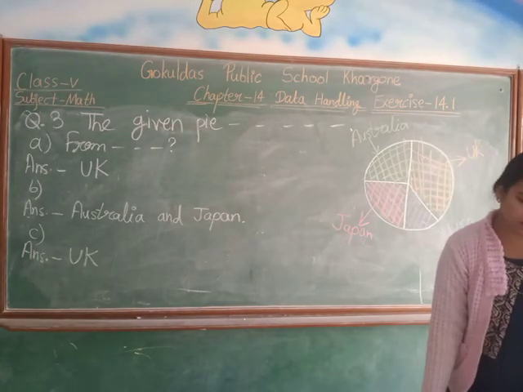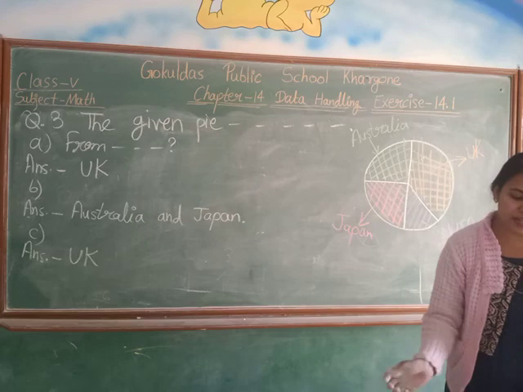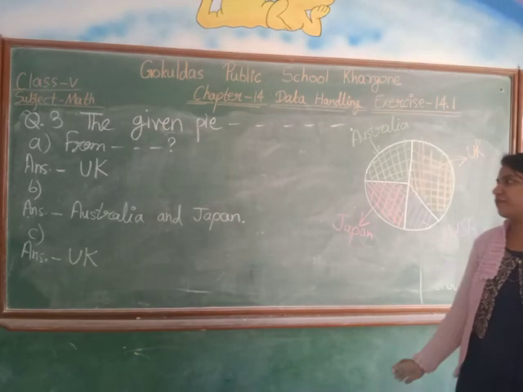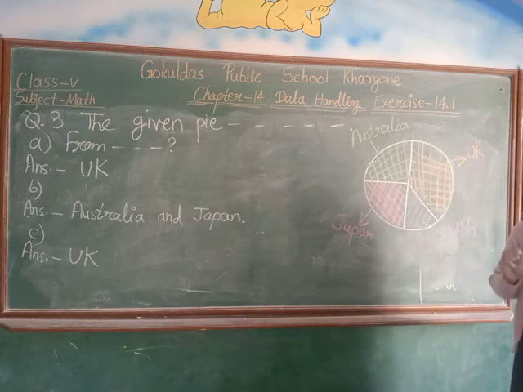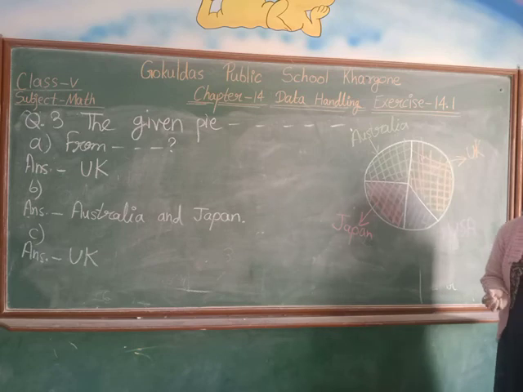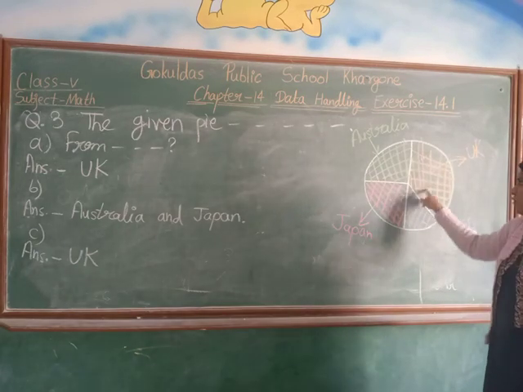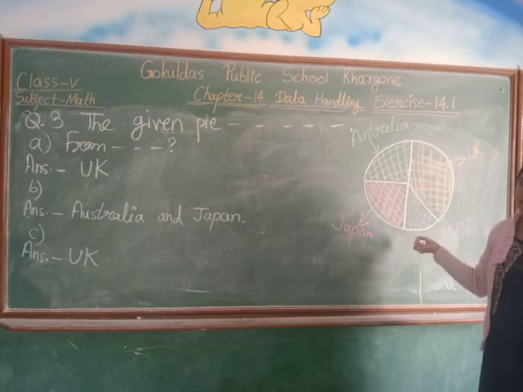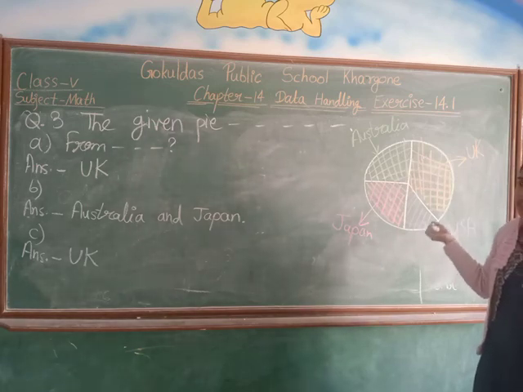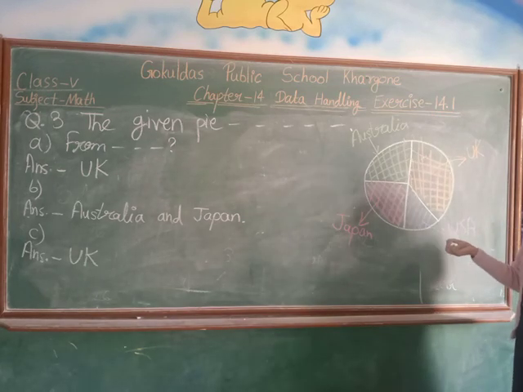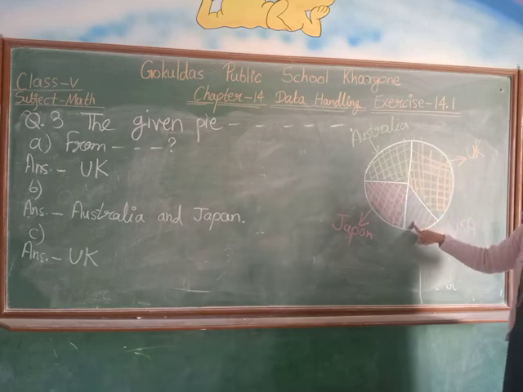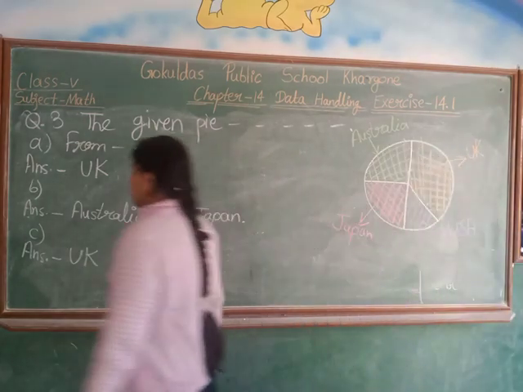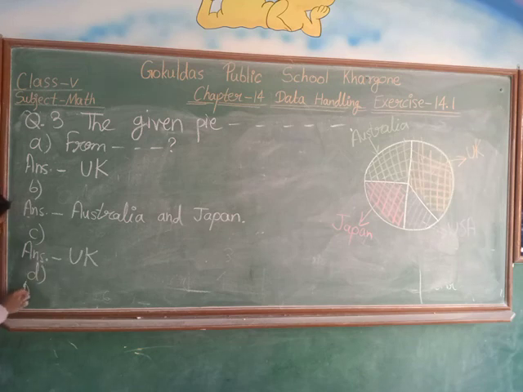Now the last question, that is D. From which country did the least number of tourists come? Now observe the pie chart and tell me, from which country the least number of tourists came. Least means the lowest. So out of these four countries, from which country did the least number of tourists come? By observation we can say that from USA the least number of tourists came. So the answer for question D is USA.